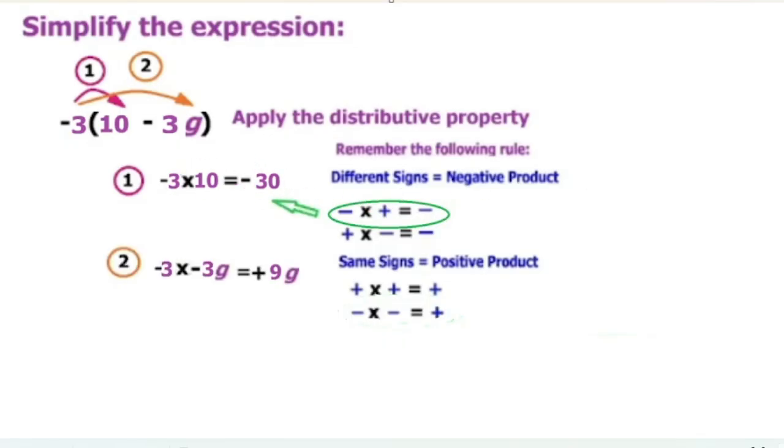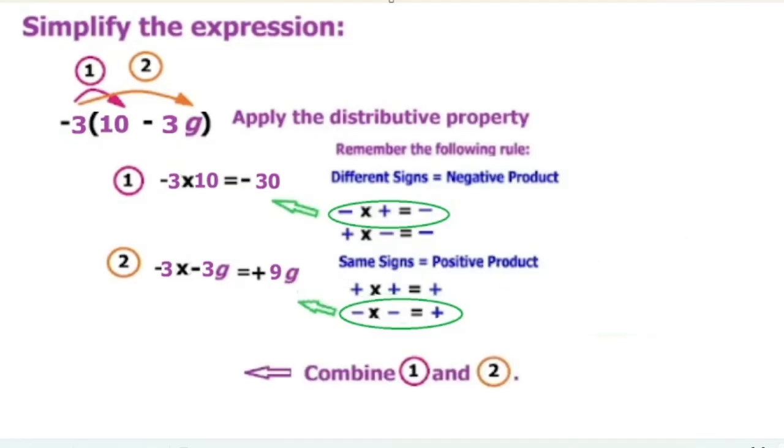So now let's do the other term. So we have minus 3 times minus 3g, and that equals positive 9g, because for this situation, we have a negative times a negative, it gives you a positive. So now we can combine 1 and 2 to simplify our expression. So here we have minus 30 plus 9g is the simplified expression.